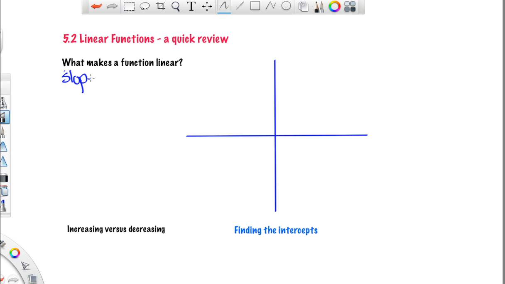And it's not really wrong. That's definitely part of the answer. I would prefer to think of this as a linear function has a constant rate of change.